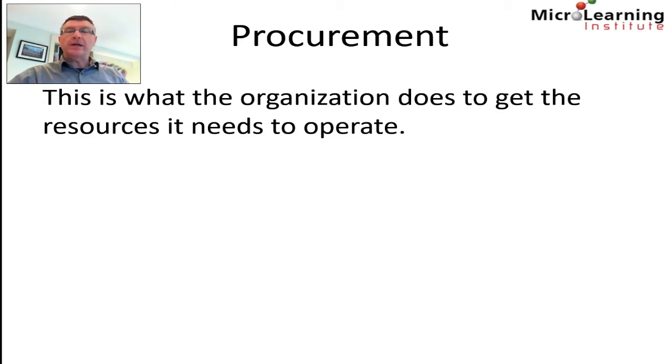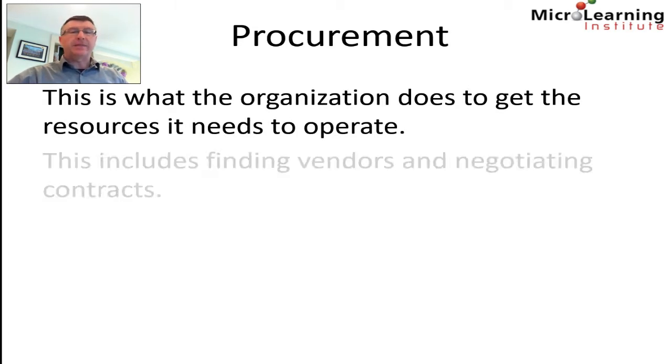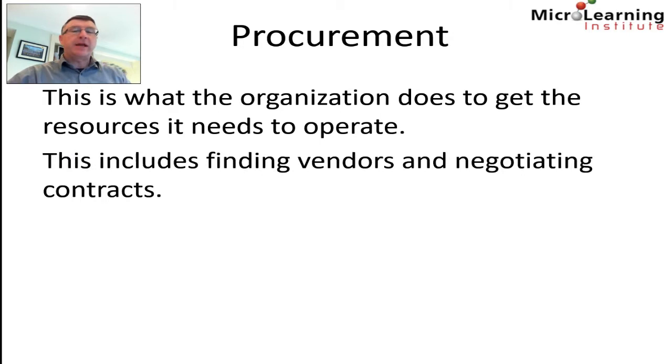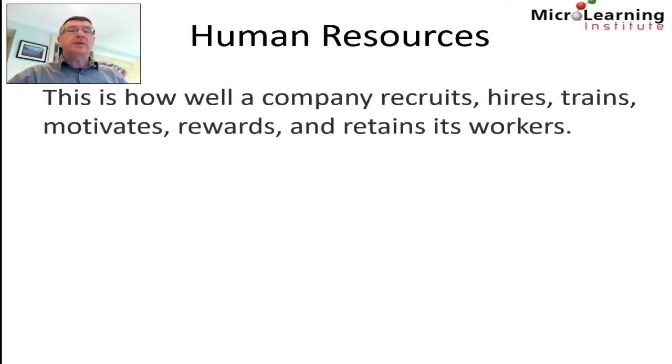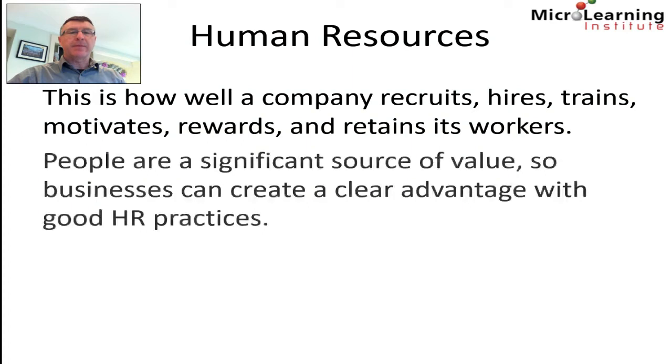Procurement is what the organization does to get the resources it needs to operate. This includes sourcing vendors and negotiating suitable contracts. Human resources is how well a company recruits, hires, trains, motivates, rewards, and retains its workers. People are a significant source of value, so businesses can create a clear advantage with good HR practices.